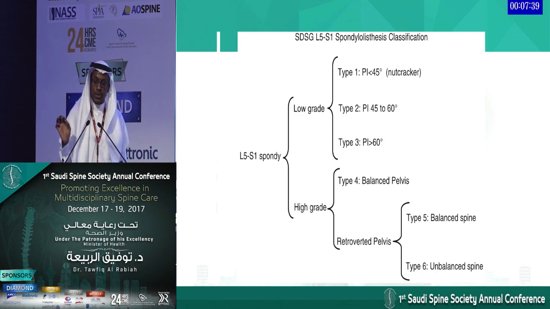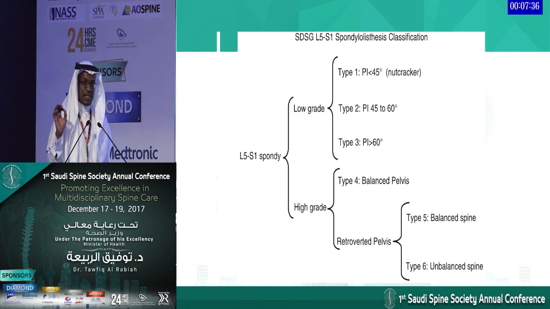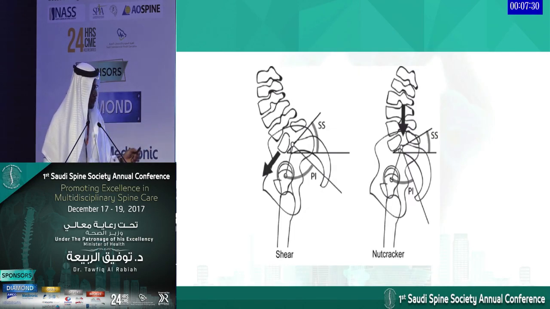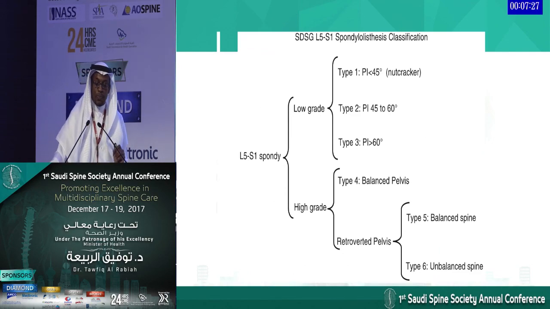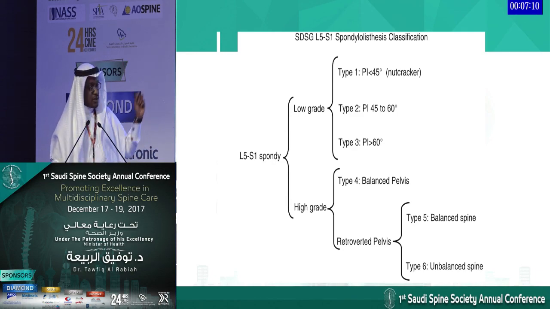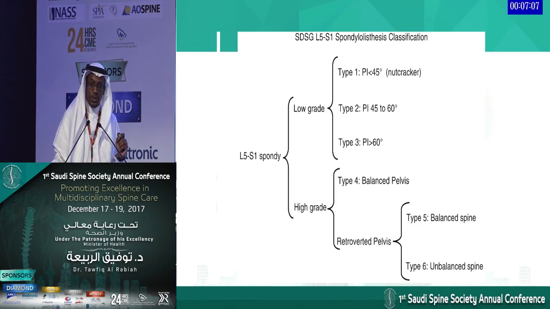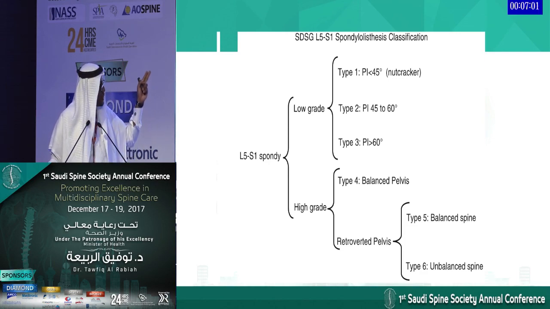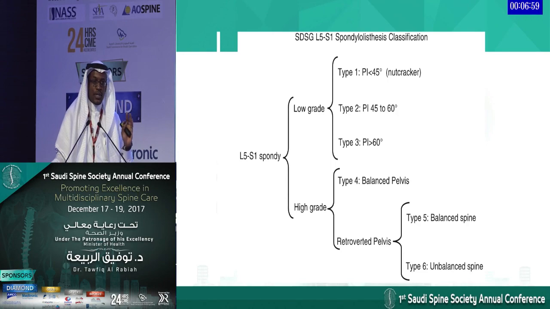So the Spinal Deformity Study Group developed a classification system with six types of spondylolisthesis based on the two pieces of information I provided. There is a group of patients where the pelvic incidence is less than 45. It is the nutcracker type. In pediatric patients, those are the patients who have a dysplastic pars interarticularis of L5. As they go into movement, they develop the pars defect that leads to listhesis, at least this is the theory. The second type are patients who have a pelvic incidence between 45 and 60. The third type are patients who have a pelvic incidence more than 60. All these three types usually develop low-grade spondylolisthesis.